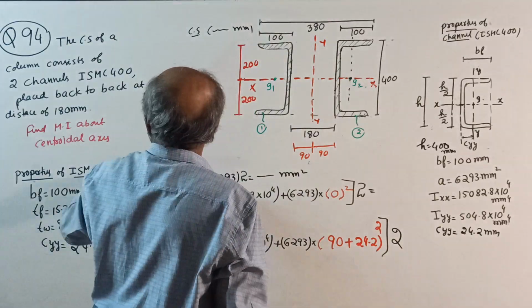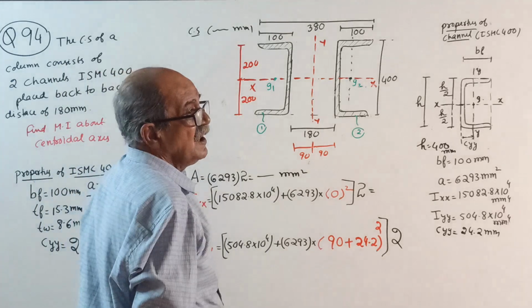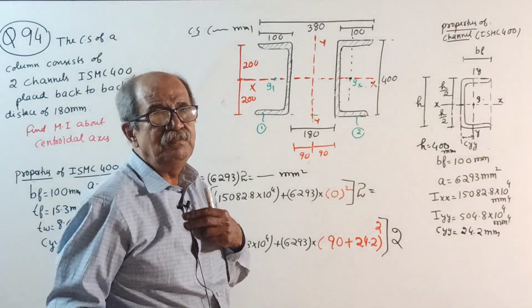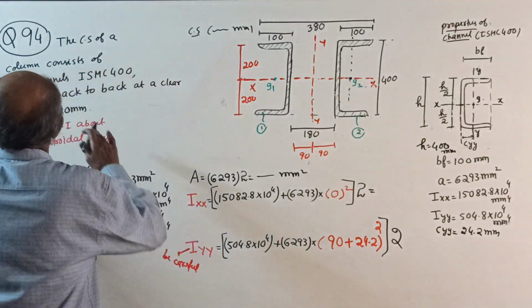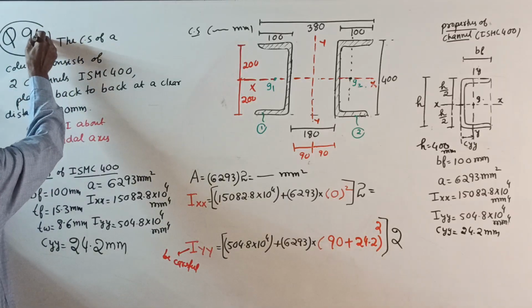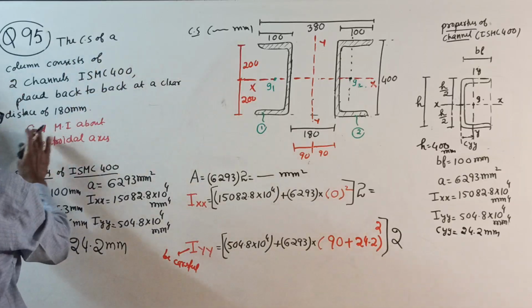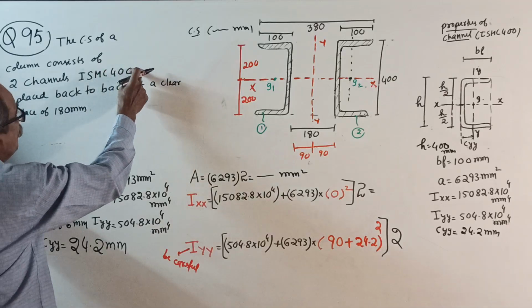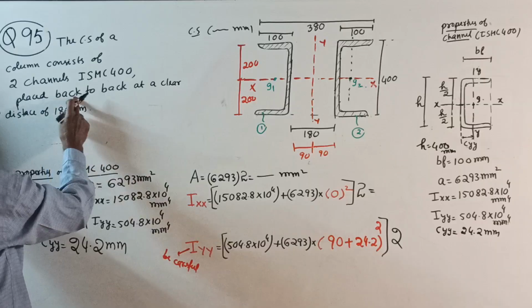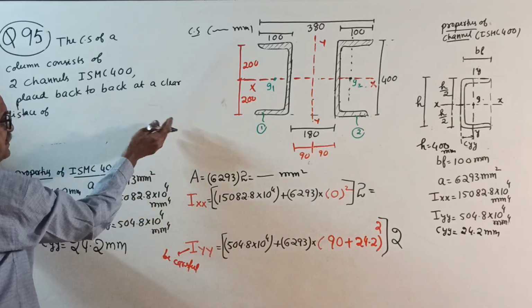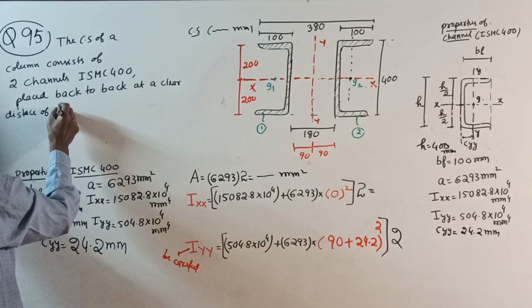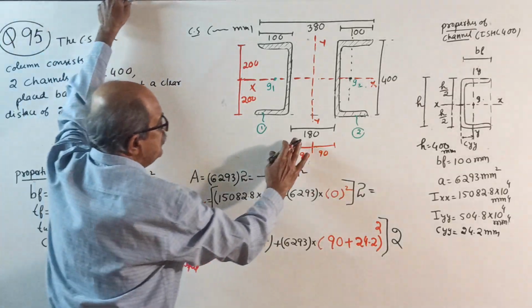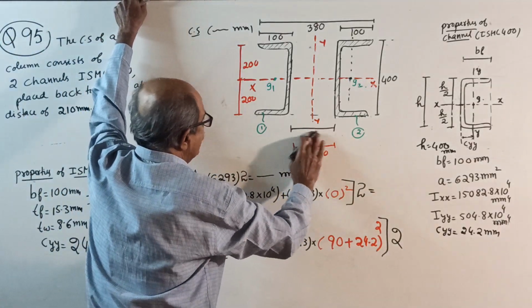This is question 94, cross section consisting of two channels placed back to back. Now do one thing, just to save the time. I will give the next question, 95. The cross section of a column consists of two channels, ISMC 400 only, I will take to save time, placed back to back at a clear distance of, I will change the distance, say 210 millimeter, just for a change. So this is 210 now.